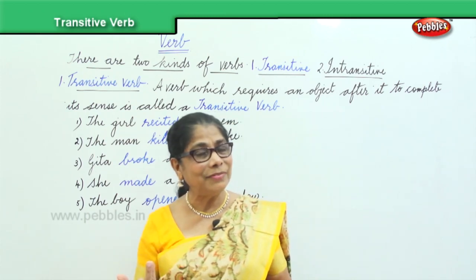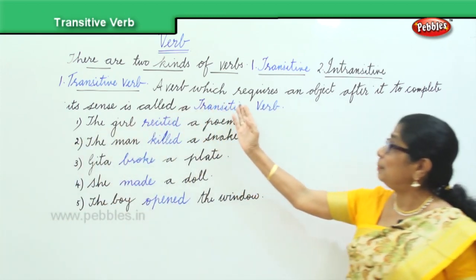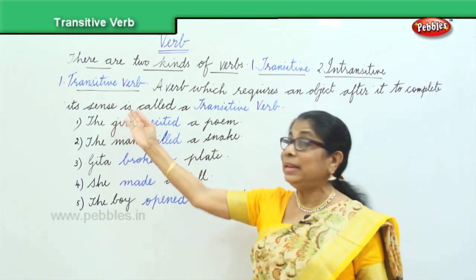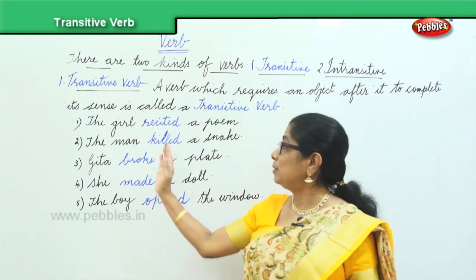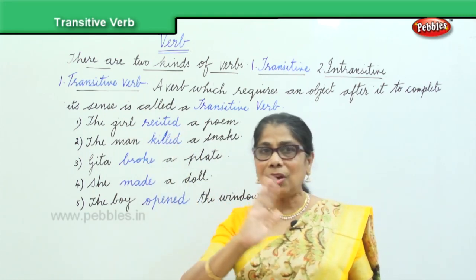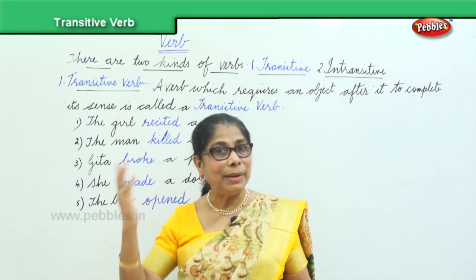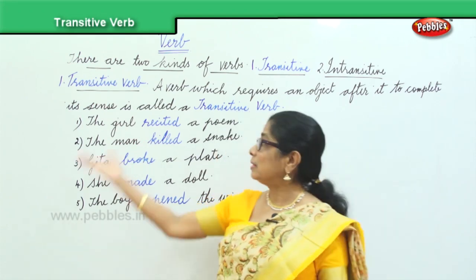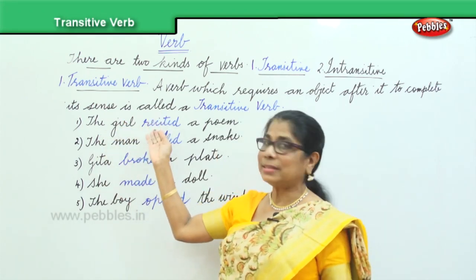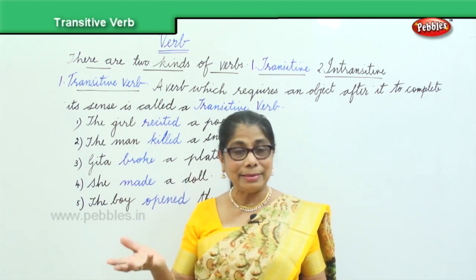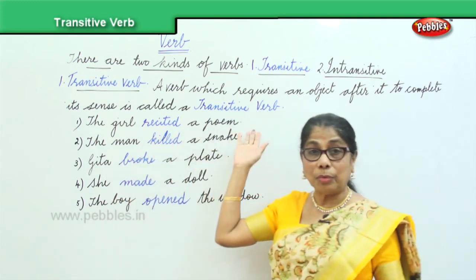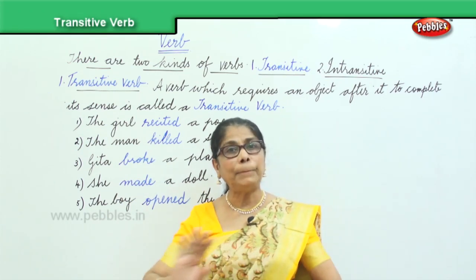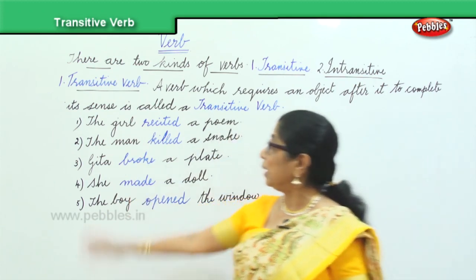What is a transitive verb? A transitive verb requires an object after it to complete sense. When you say the girl recited, it does not make complete sense. It doesn't complete the action. A transitive verb needs an object. The subject, the girl, she recited. To complete the sentence, to make sense, it needs an object. A transitive verb always needs an object to complete, to make sense. And that's what we are doing here.